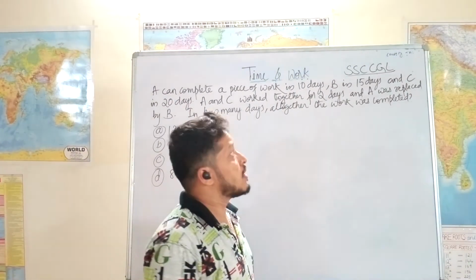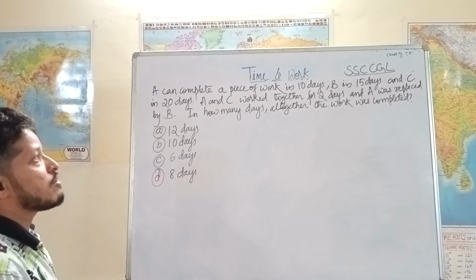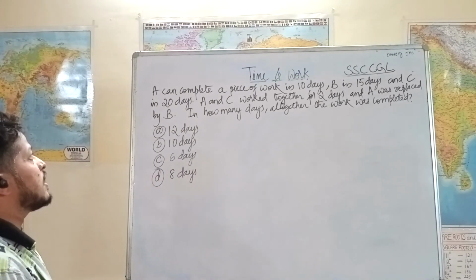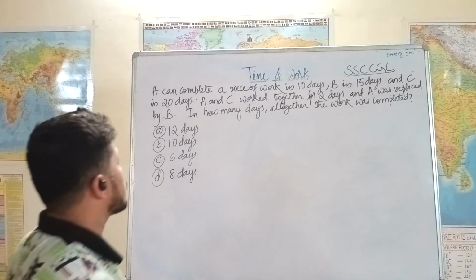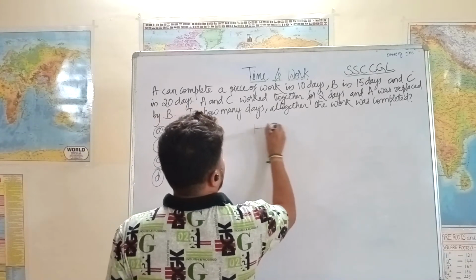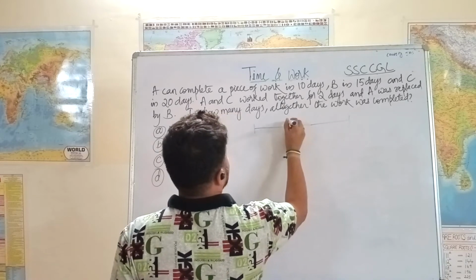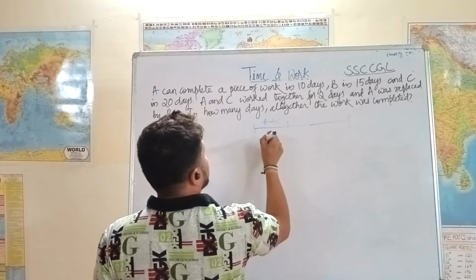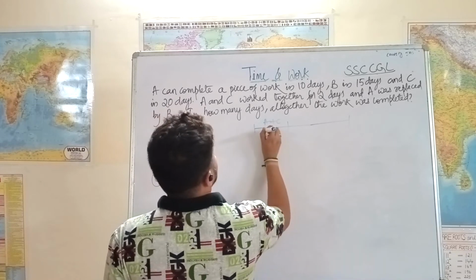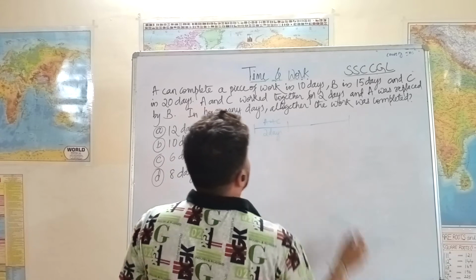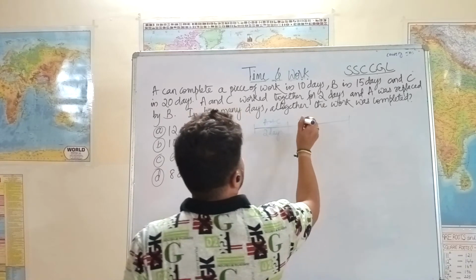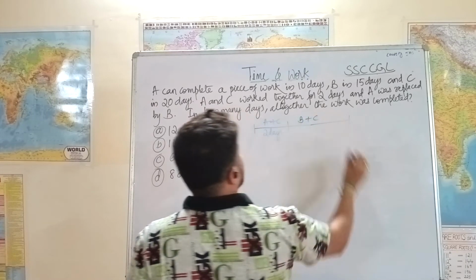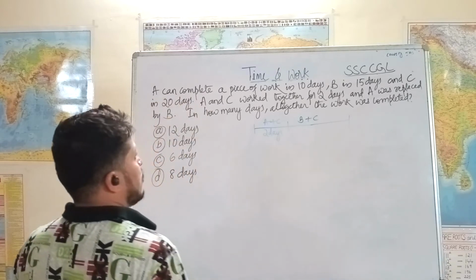Okay, we have another SSC question. A can complete a piece of work in 10 days, B in 15 days, and C in 20 days. A and C worked together for 2 days, and then A was replaced by B. In how many days altogether was the work completed? See, A and C started the work and worked for 2 days. Then A was replaced with B, so the remaining time was worked by B and C. We don't know how many days they worked.